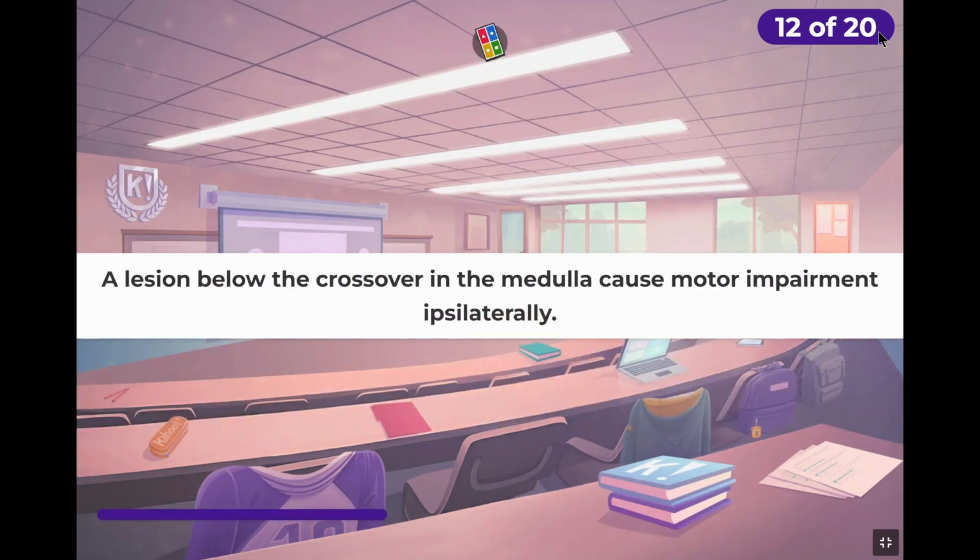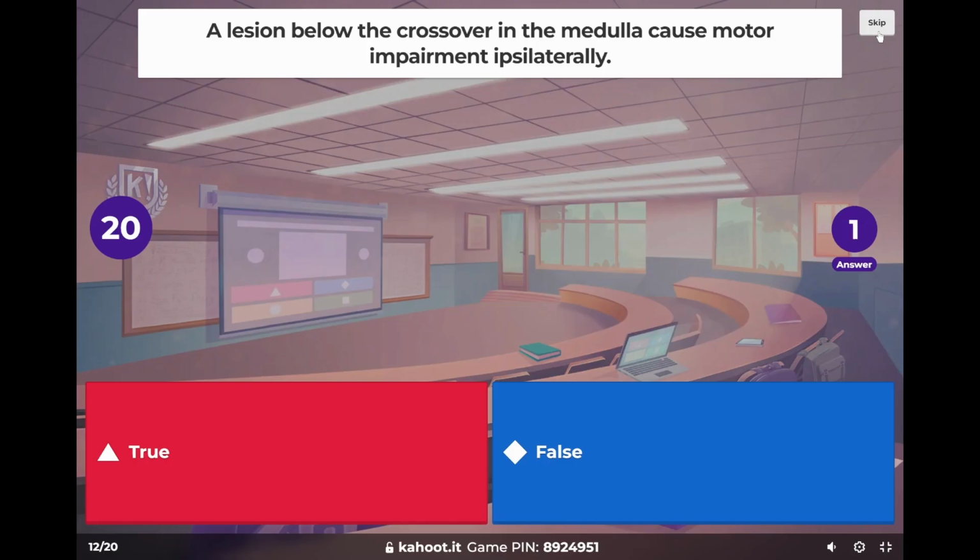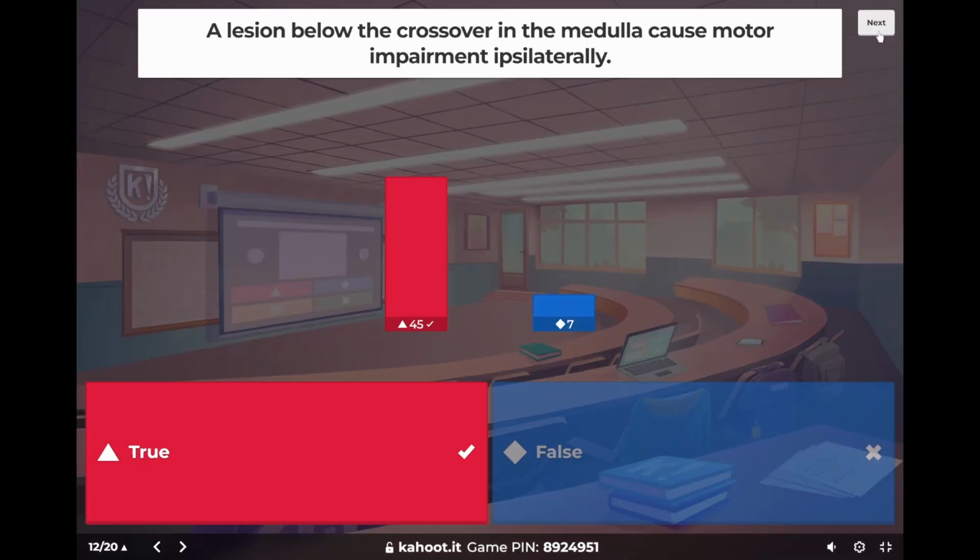A lesion below the crossover in the medulla causes motor impairment ipsilateral. So think about right side T10. Go back to that T10. We know T10 is well below the crossover for motor. This will be ipsilateral loss below the crossover.